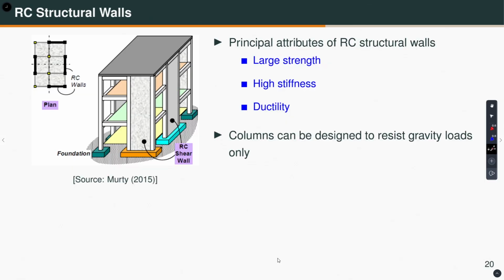So, the RC structural walls, you can have walls of steel as well as concrete. Here I am showing the reinforced concrete structural wall. This has large strength, high stiffness and ductility, and if you are using an RC wall, then you can design the columns to carry only the gravity load. So, they become part of your gravity load resisting system.